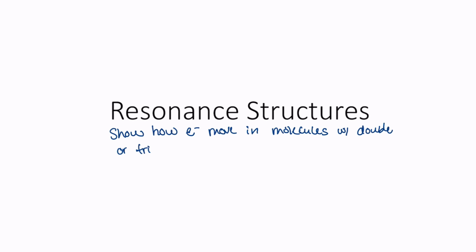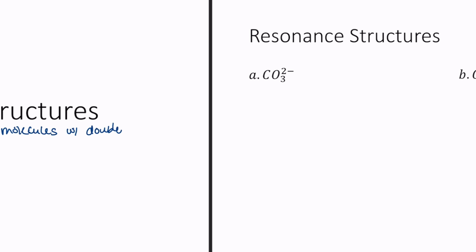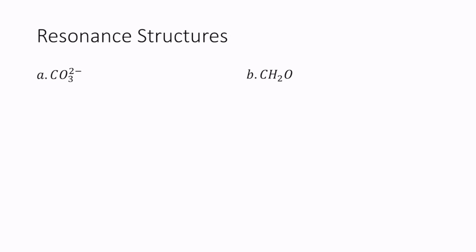Something that is very important though is that not all molecules have the ability to have resonance structures just because they have double or triple bonds. So let's look at an example. In order to draw the resonance structures, you first need to look at the Lewis structure. So let's draw the Lewis structure for carbonate.